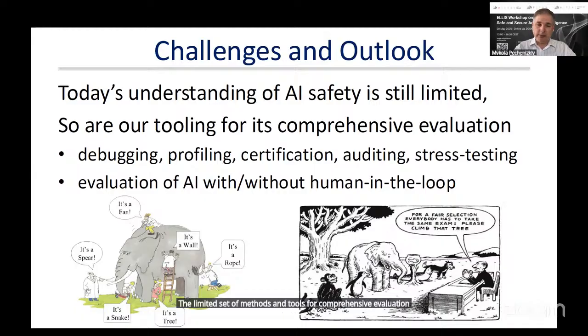And I hope that there will be many more research groups joining this effort on developing a much more comprehensive portfolio of tools for debugging, profiling, verifying, certifying, auditing, and stress testing ML models and techniques, with and without human in the loop. So with this I'd like to stop and take some questions if we have some time left.